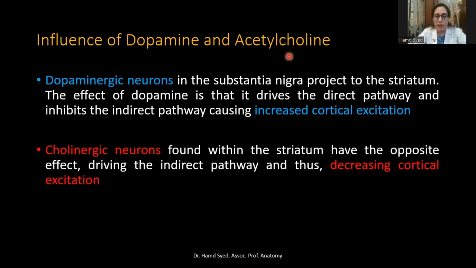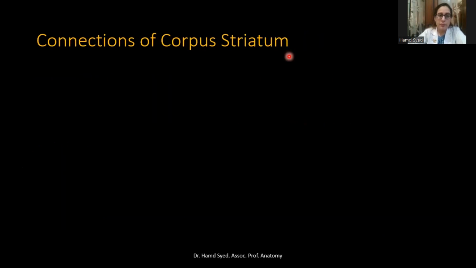Whereas acetylcholine has the opposite effect. Cholinergic neurons are found within the striatum, and they have the opposite effect to dopamine, that is, they drive the indirect pathway and thus they decrease the cortical excitation.